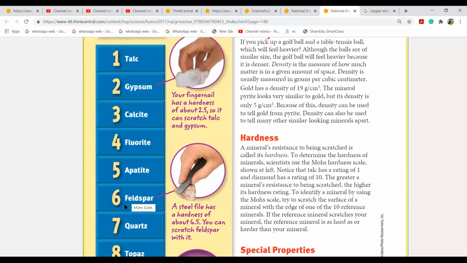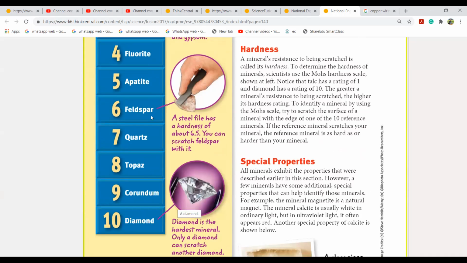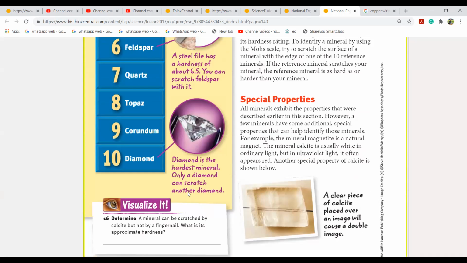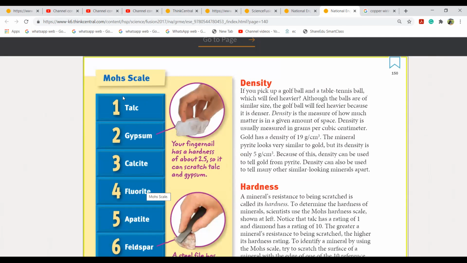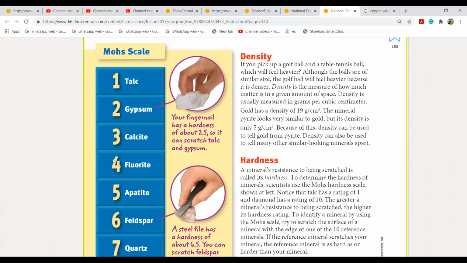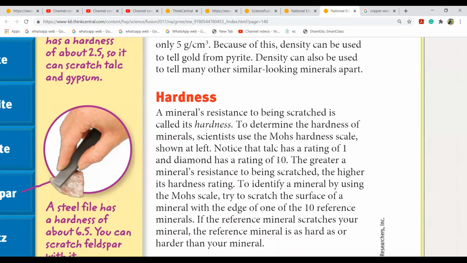Now I will rub against it. This diamond, because it is the hardest, can give a streak to all of them. It can scratch another diamond. Now if I scratch talc with quartz, I cannot, because talc is soft. When I scratch quartz with talc, yes, you can see the streak. It can be scratched. So a mineral's resistance to being scratched is called hardness. We are using the Mohs hardness scale.